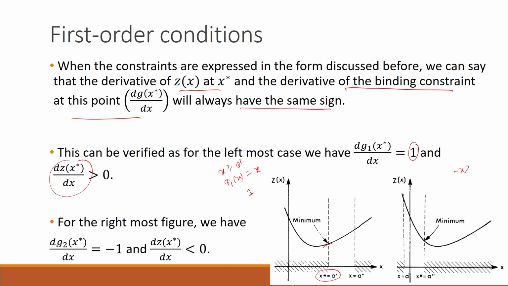Minus x greater than or equal to minus a double dash. Okay. So, here g2(x) is equal to minus x. So, the derivative of g2(x) with respect to x is what? It is equal to minus 1, okay, which is mentioned here, and the slope of the function here at this optimal point is also negative. So, this is also negative, and so is the derivative of z with respect to x. So, both of them have the same signs. So, that is what is being said at this point here. Okay.